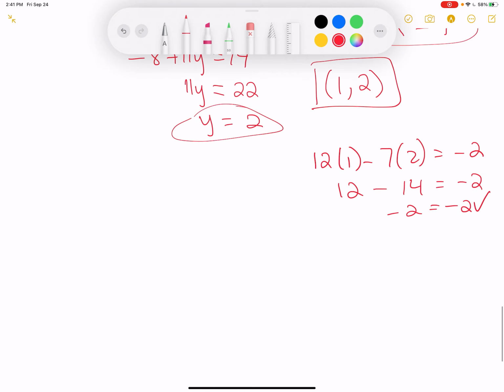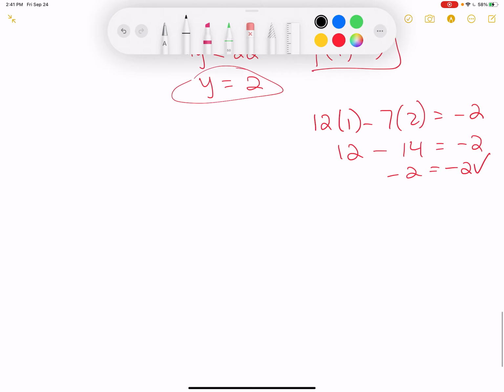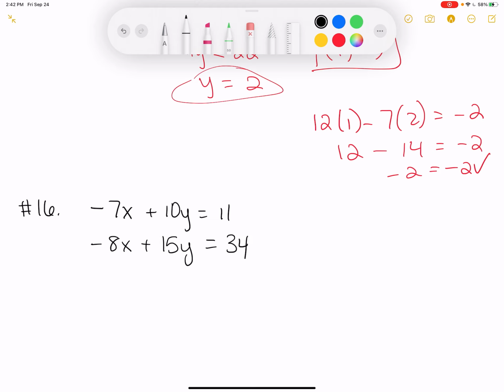All right, I'm going to have you guys try another one. Negative 7x plus 10y equals 11, and negative 8x plus 15y equals 34. All right, so try that one for a couple minutes.